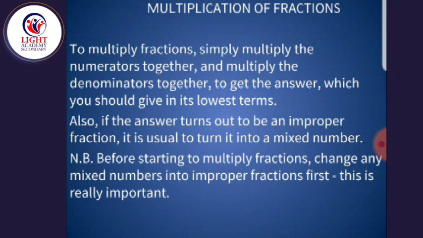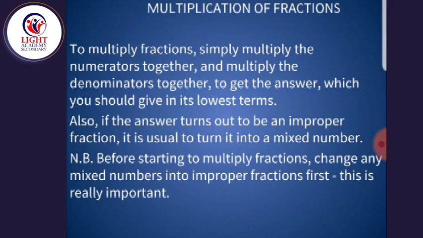Multiplying fractions does not require that the fractions have the same denominator. Instead, the numerators are multiplied with each other and the denominators with each other. To multiply fractions, simply multiply numerators together and the denominators together to get the answer, which we will give in its lowest terms. Also, if the answer turns out to be an improper fraction, it is usual to turn it into a mixed number.